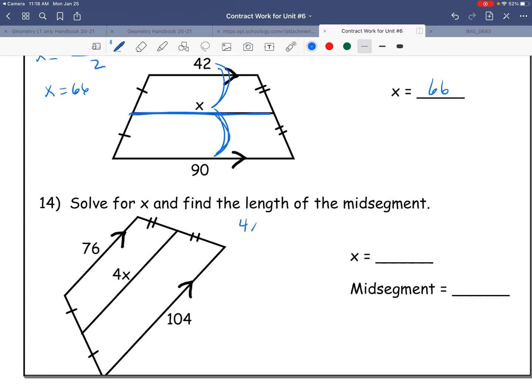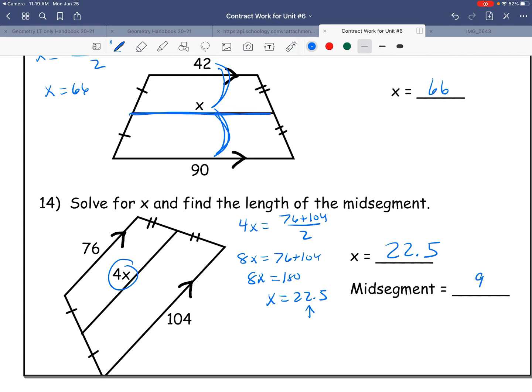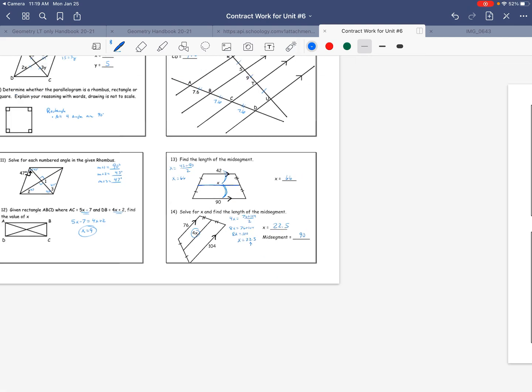On this one, my mid-segment, 4x, is equal to 76 plus 104 divided by 2. Now you can multiply both sides by 2 or solve from here. And I get 8x equals 76 plus 104. 8x equals 180. X equals 22.5. So 22.5, and my mid-segment length I have to multiply by 4. So multiply 22.5 times 4 and you get 90. Now 90 makes sense. It's between 76 and 104, and it is the middle number between the two.